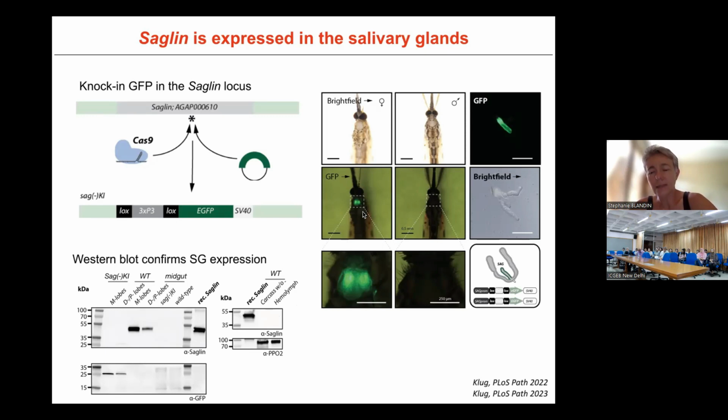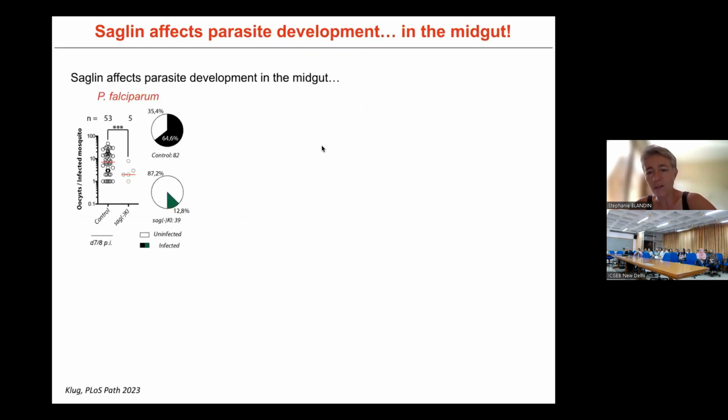So we said, great. And then let's have a look at the phenotype. According to Marcelo Jacobs-Lorena's model, Saglin is expressed in the salivary glands, and it helps parasites to invade the salivary glands. So normally in the early steps of infection, there's no effect. But this is actually something that was not true when we did the experiments with the Saglin knockout mosquitoes.